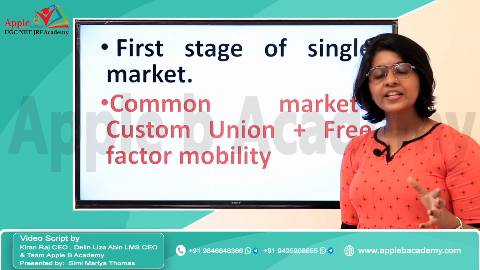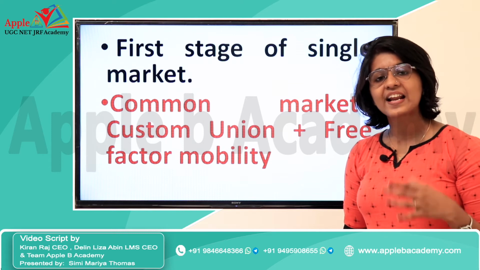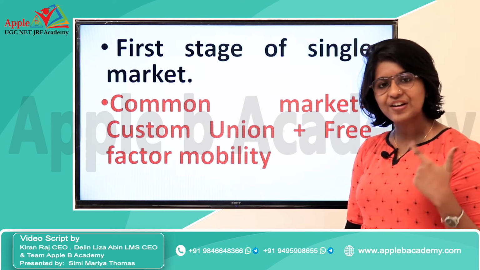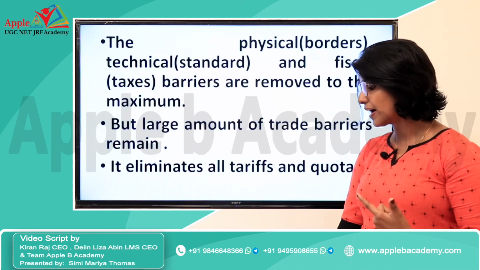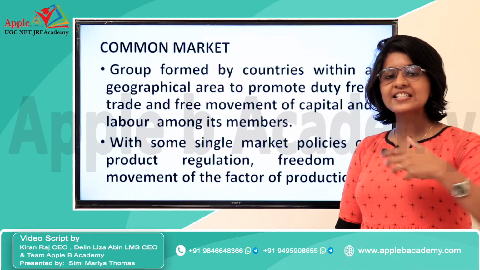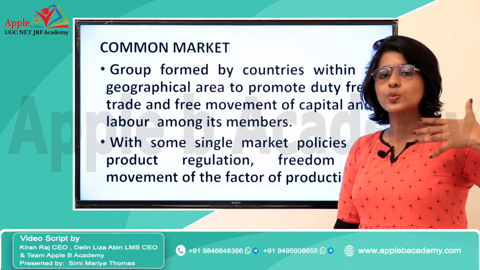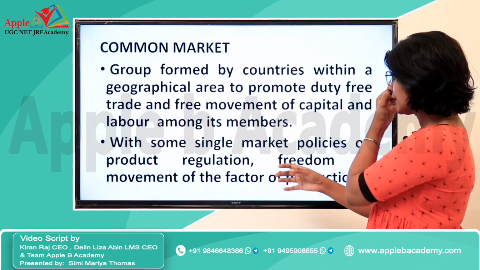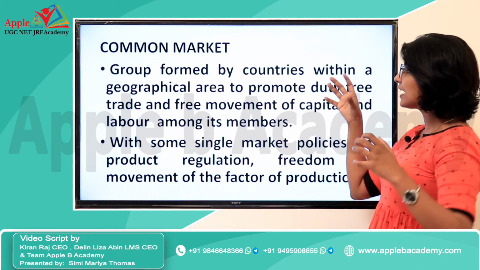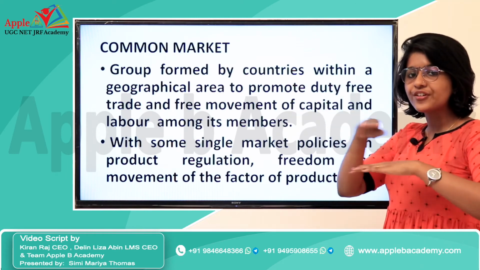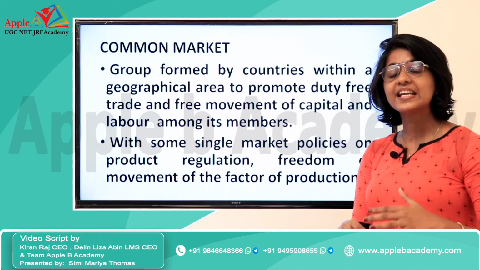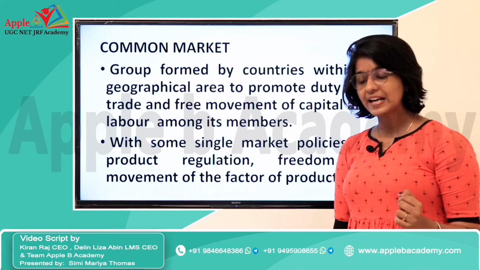So even though all the tariffs and quotas are eliminated, there is still a large amount of trade barriers existing in the common market, and it's the first stage of a single market. Another key point to be noted is that there is free mobility of goods between the participant countries in the common market. It is a group formed by countries within a geographical area to ensure duty-free movement of goods along with factors of production like labor and capital.